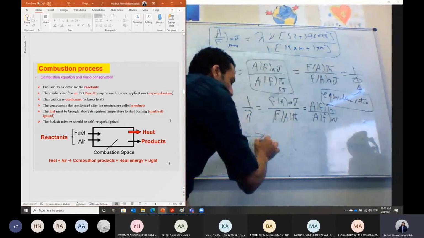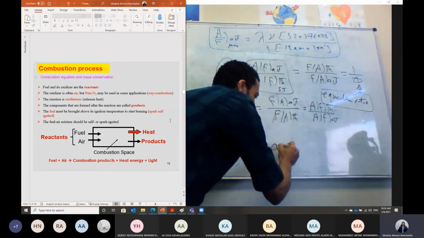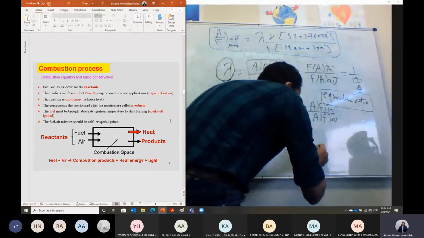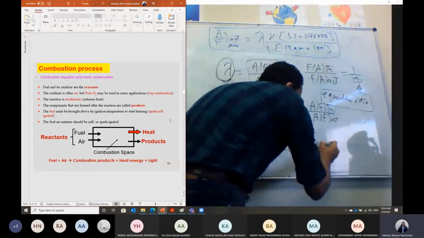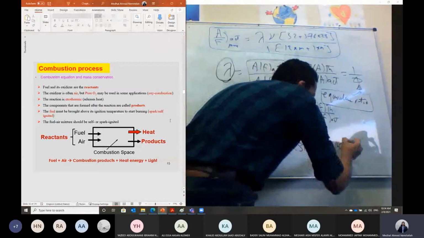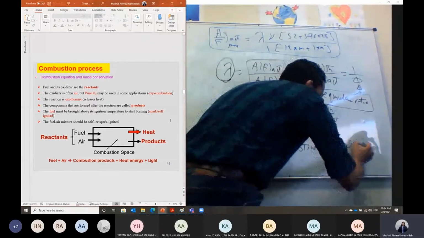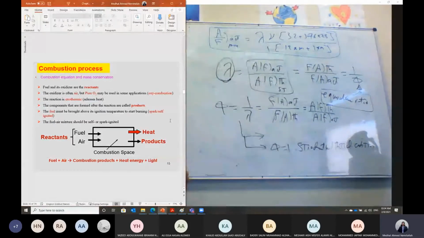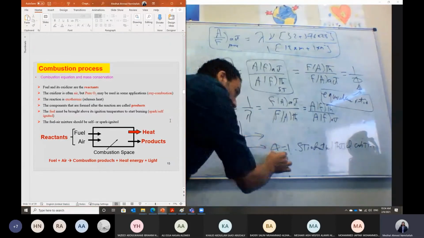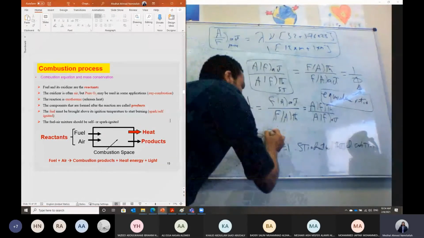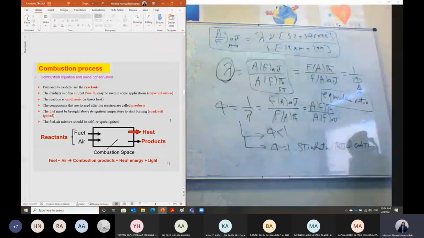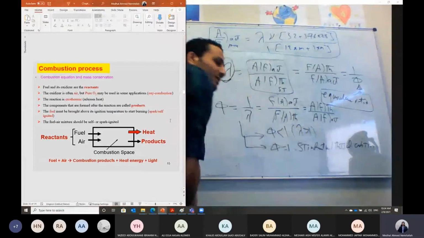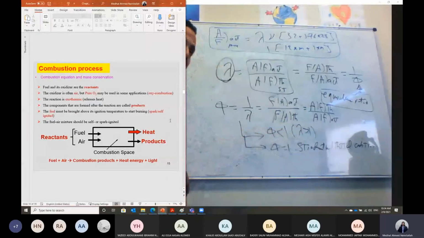If this phi, sorry, if this phi is equal to 1, we call the combustion stoichiometric or theoretical combustion, like lambda. And in case of phi equal to 1, lambda should equal 1. But in case of phi less than 1, that means lambda is what? Lambda is greater than 1. So we have excess air in this case.